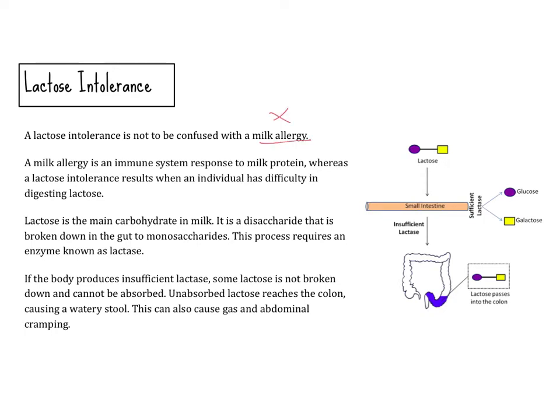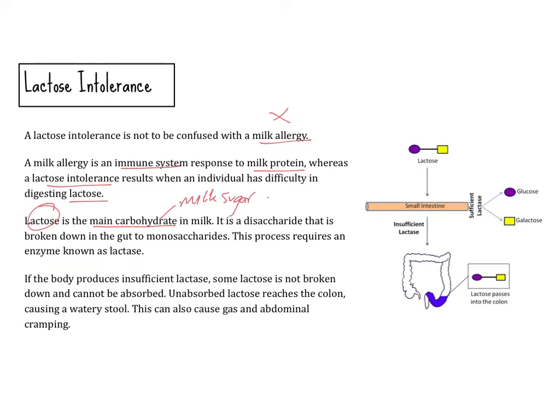Okay, so it is not a milk allergy, it is an intolerance to a particular chemical in milk. A milk allergy is an immune system response to a milk protein, whereas lactose intolerance results when an individual has difficulty digesting lactose. So what is lactose? Lactose is the main carbohydrate or main sugar found in milk. It's also known as a milk sugar.